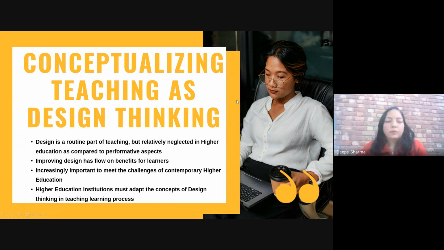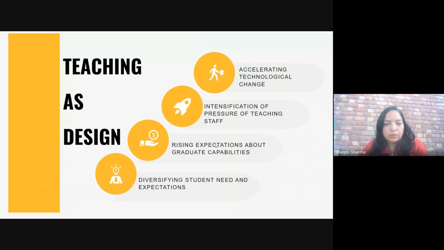So the topic is conceptualizing teaching as design thinking. Design is a routine part of teaching, but relatively neglected in higher education as compared to the performative aspects. Improving design has flow-on benefits for learners and is increasingly important to meet the challenges of contemporary higher education. Higher education institutions must adapt the concept of design thinking in the teaching-learning process. Basically, we are going to adapt each and every phase of design thinking into our teaching-learning process.